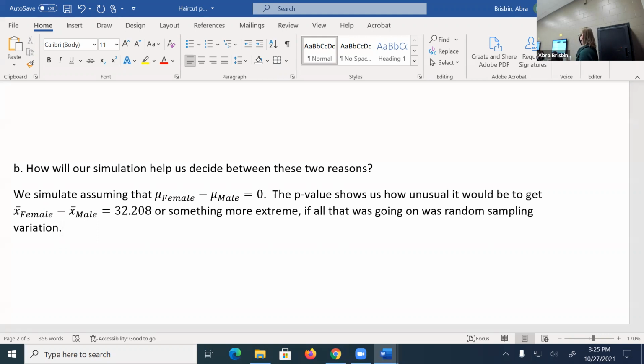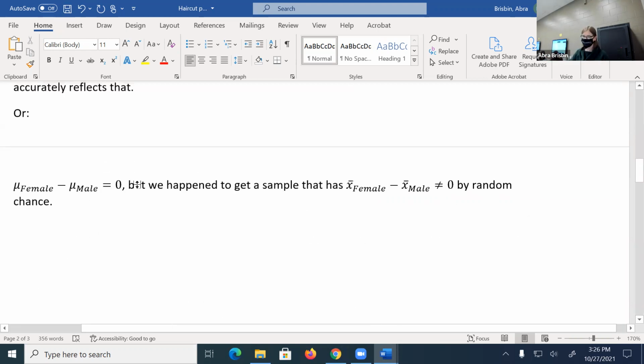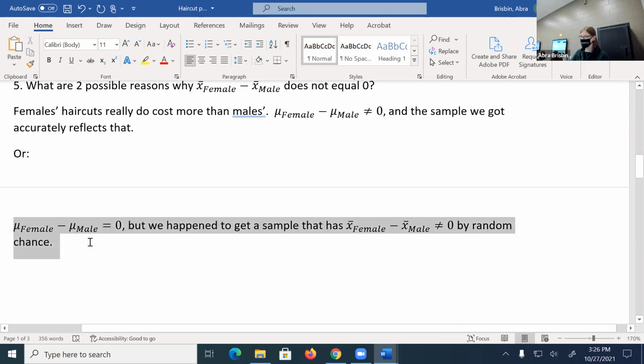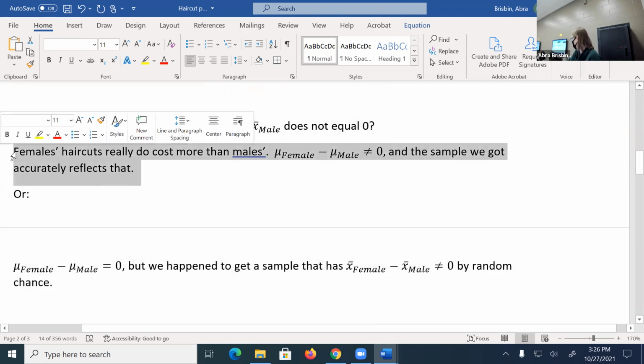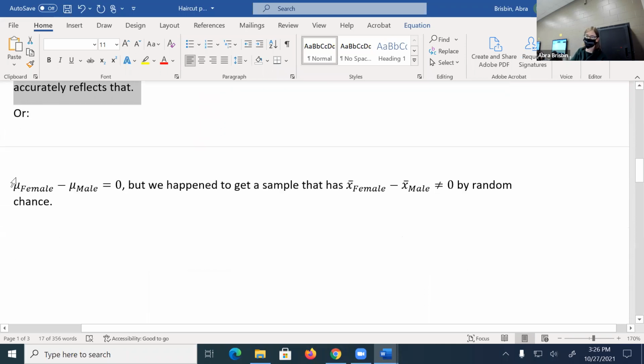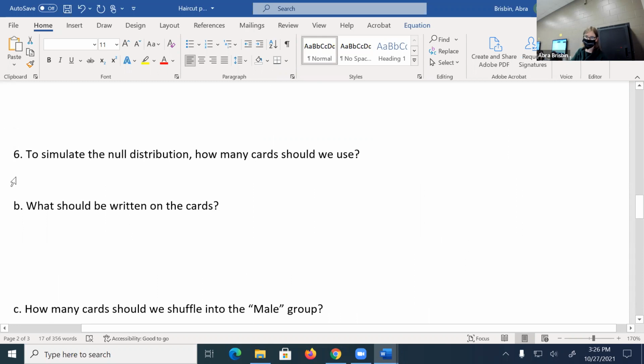So the idea is that if it's really surprising to get 32.208 just due to random chance, then we can rule out the possibility that it was due to random chance. So we can rule out that second possibility that we wrote and conclude there's enough evidence to say that there really is a difference in the population means. All right.